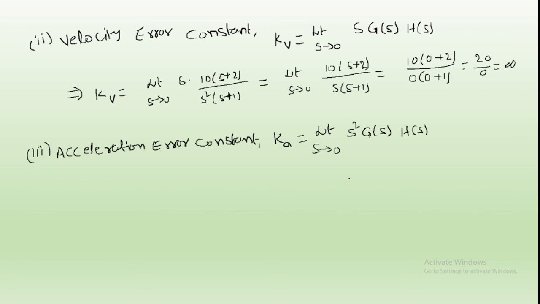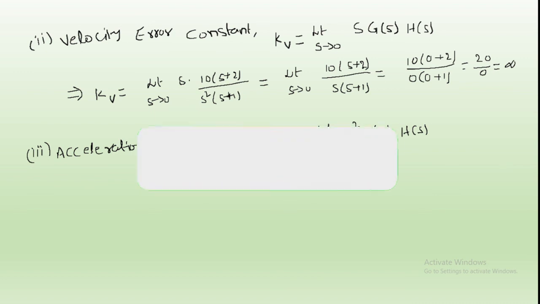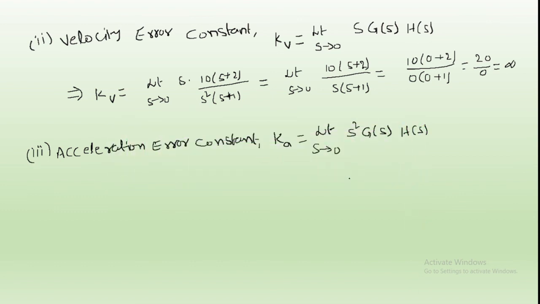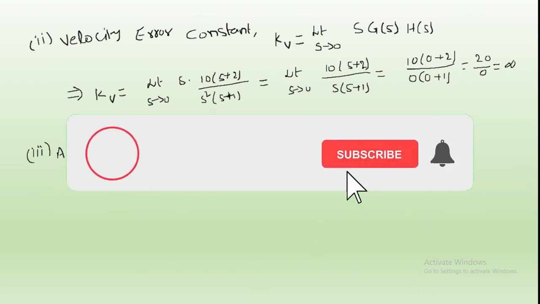H(s) is equal to 1, and the s square in the numerator and denominator is cancelled, which is equal to limit s tends to 0 of 10(s+2) / (s+1). Now applying the limit value, substitute s equal to 0: 10(0+2) divided by (0+1), so that is equal to 20. The acceleration error constant Ka is equal to 20.